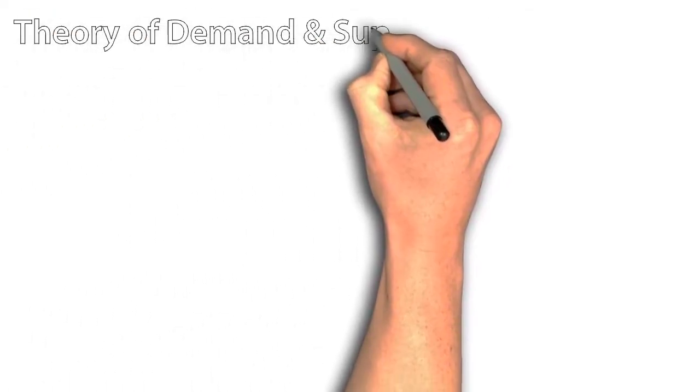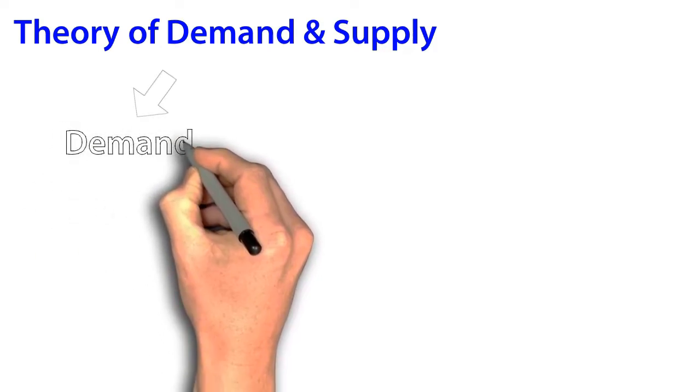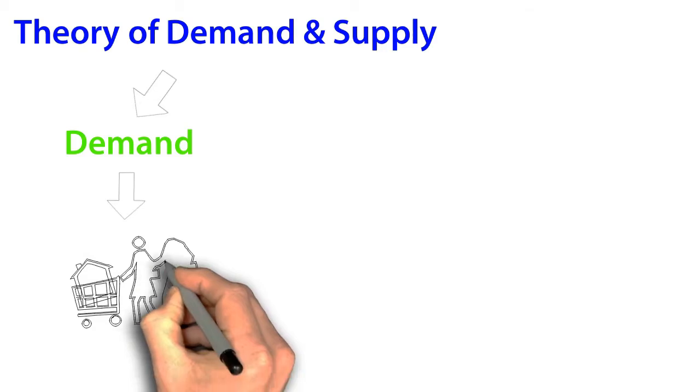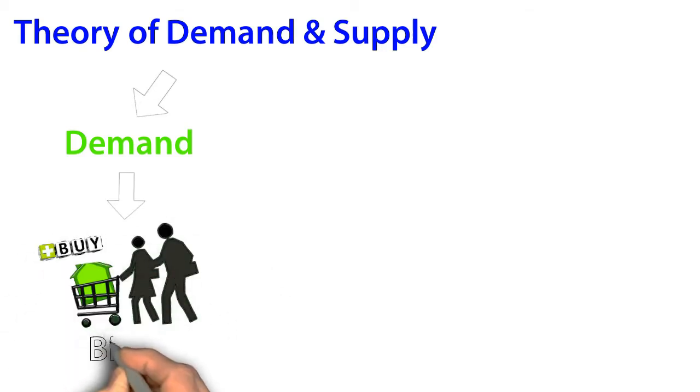Let's explain the theory of demand and supply. So what is the meaning of demand? Demand is the quantity of goods that consumers are willing to purchase at certain prices. In the stock market, bid is known as buy.